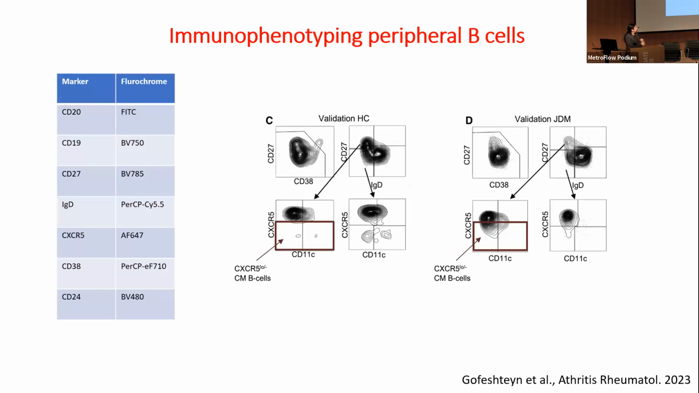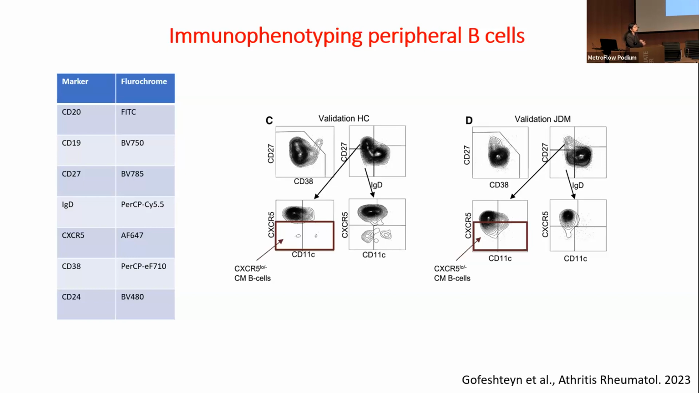And then moving on to peripheral B cells, the panel shown here is to characterize the B cells. The gating here is on CD20 positive cells. Of course, live single cells were gated first, and then CD20 positive cells. Then we use CD27 and CD38 gating to remove the plasma cells, and we further gated using CD27 and IgD. Here the conventional memory cells were further gated on CXCR5 and CD11C.